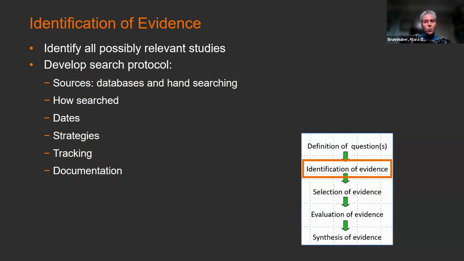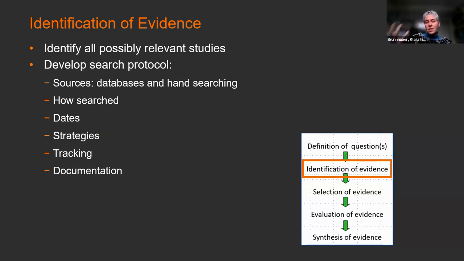So we have now talked quite a lot about defining the question. So let's move on to identifying the actual evidence. So you want to make sure at this step that when you start your searches of the literature, you identify all relevant or possibly relevant studies. But that is only one part of the coin, isn't it? Because you also want to make sure that you do not identify as many unnecessary studies as possible at the same time.